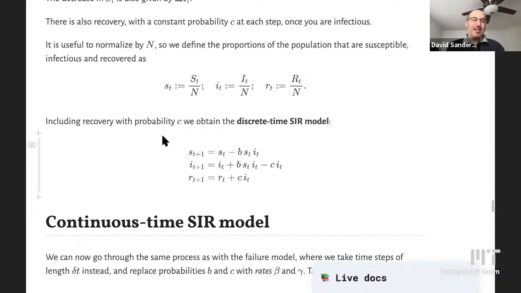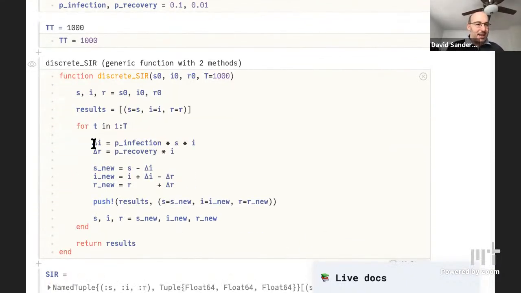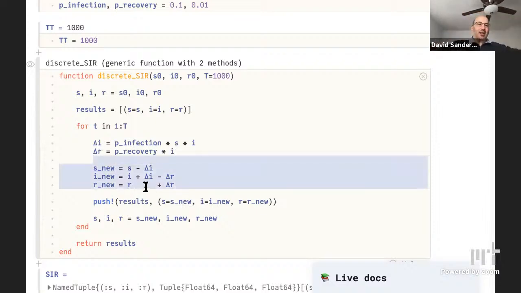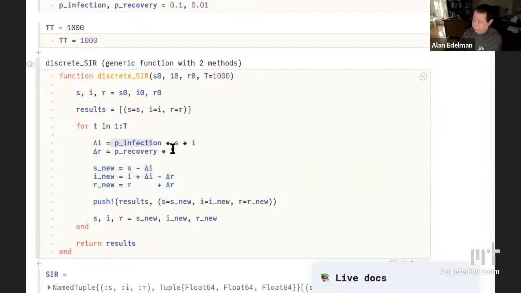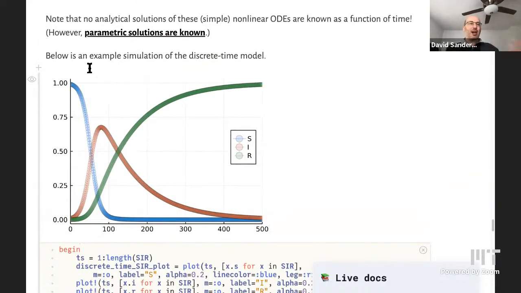Okay, so you can literally program this recurrence into Julia, and it's something like this. I'm just transcribing those formulae into code, where delta I is the probability of infection times S times I, and delta R is the probability of recovery times I, and you put them into the equations and just iterate that. That gives you immediately a numerical solution for those particular initial conditions and those particular rates of P infection and P recovery. I don't have a slider here, but you could easily add sliders. Maybe we should do that actually.